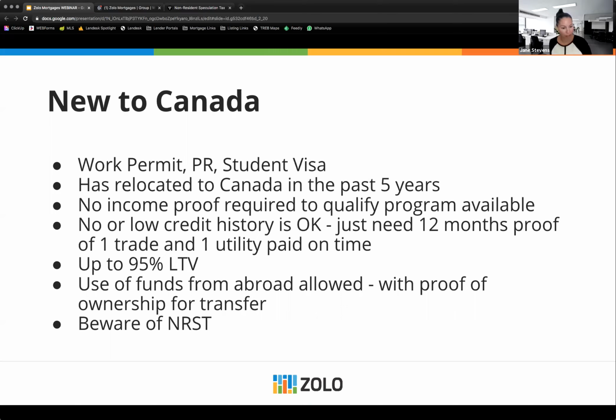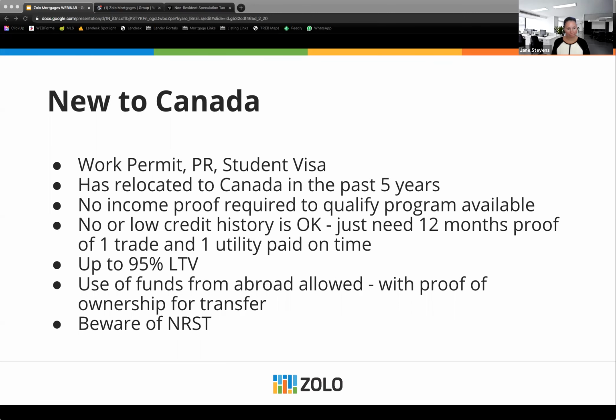Yeah, there's one here about refugees that do not have their PR status yet. What about them? Are there any programs available for them? Let me just check. Refugees are a bit of a tough situation. It sort of depends on their specific status, so we'll have to answer that on a case-by-case basis. But I have seen some programs available for them.